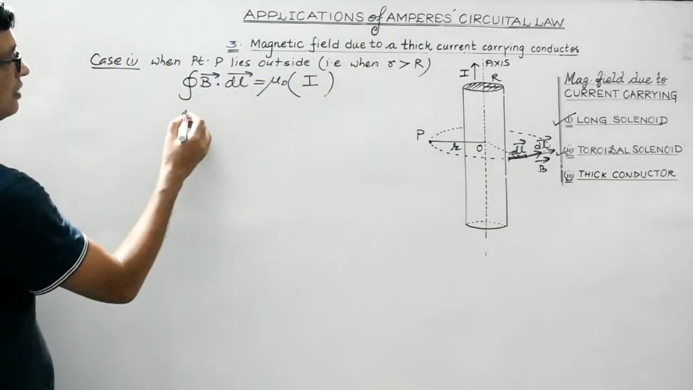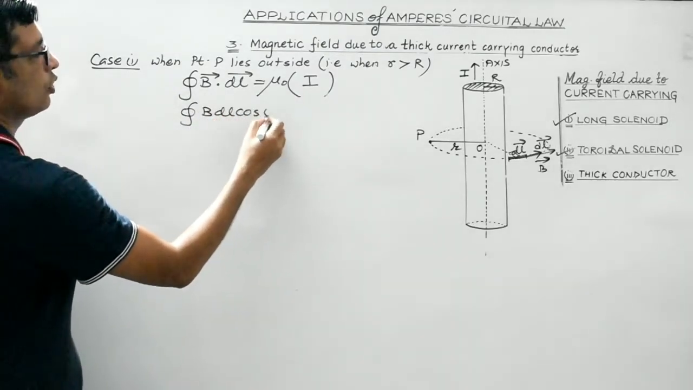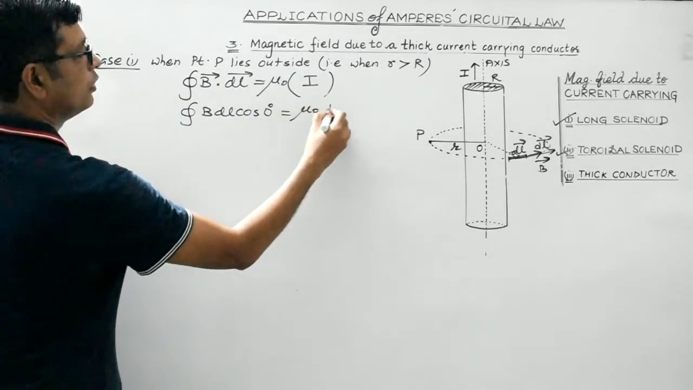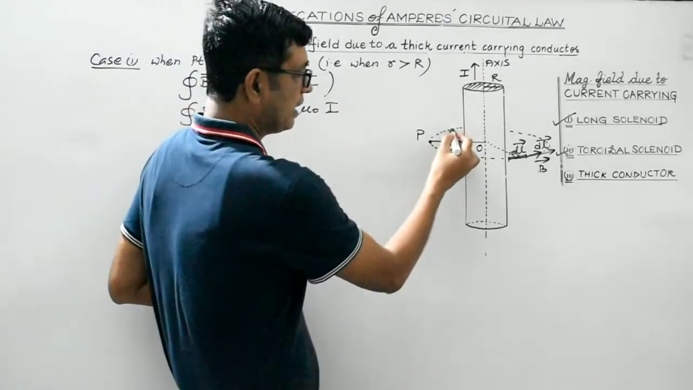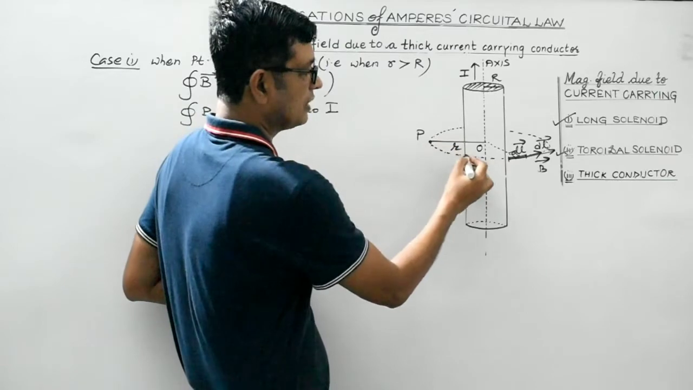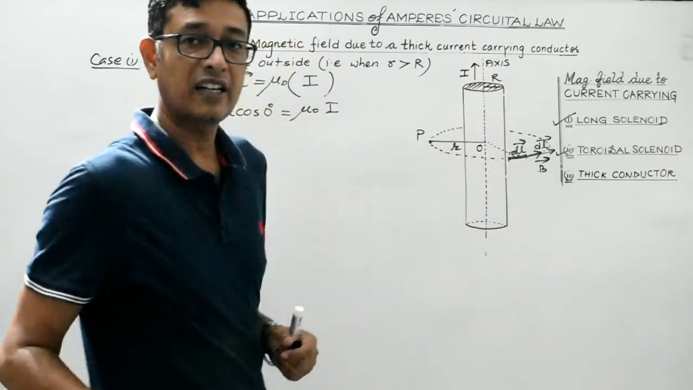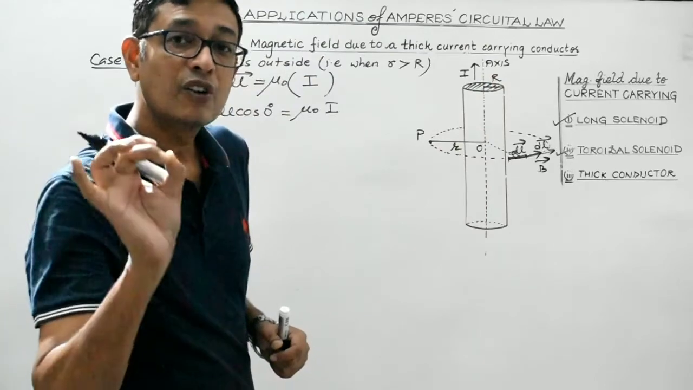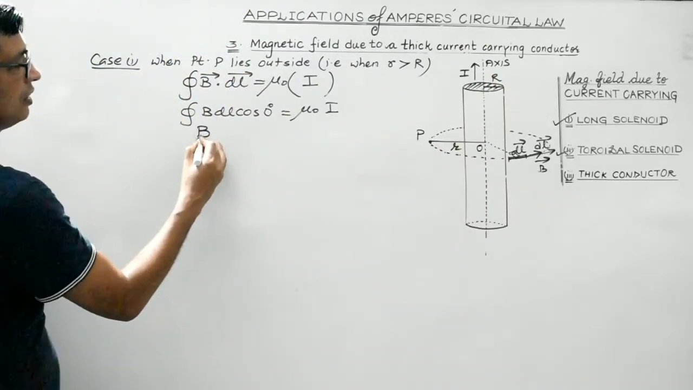So what we get is B dl cos 0 equals mu naught I. Still further, the magnetic field at any point on the circumference of this imaginary loop, being equidistant from the axis of the current carrying wire, is constant. Therefore, it can be taken outside the integration.